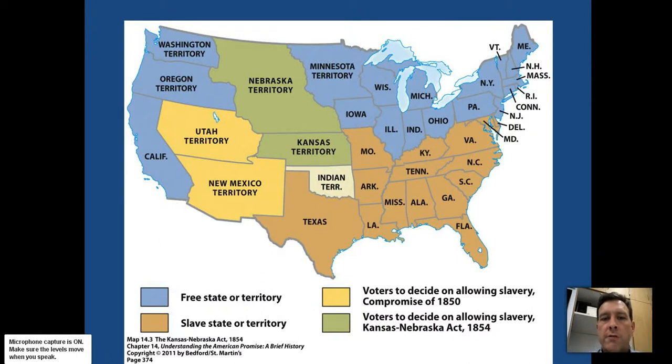Lecture 2 for Chapter 14 picks up where we left off. Here's the situation in the United States. As you can see, we have free states in blue and slave states or territories in orange. And what we've been talking about is that the United States is basically dodging a civil war over slavery during the 1840s and 1850s by trying to enact a series of compromises.